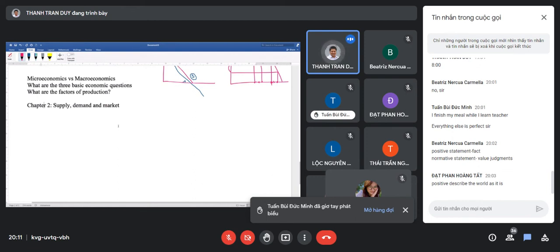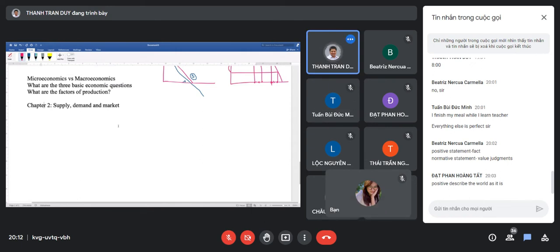Yes, say it. The change in quantity demanded depends on the price of the products, and the change in demand depends on non-price determinants. Exactly, exactly. Thank you very much. So we have price determinants and non-price determinants. What are the non-price determinants of demand?